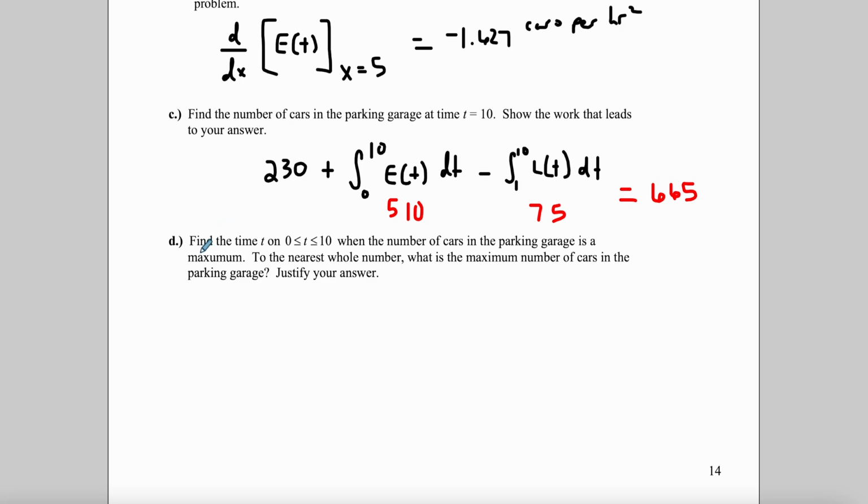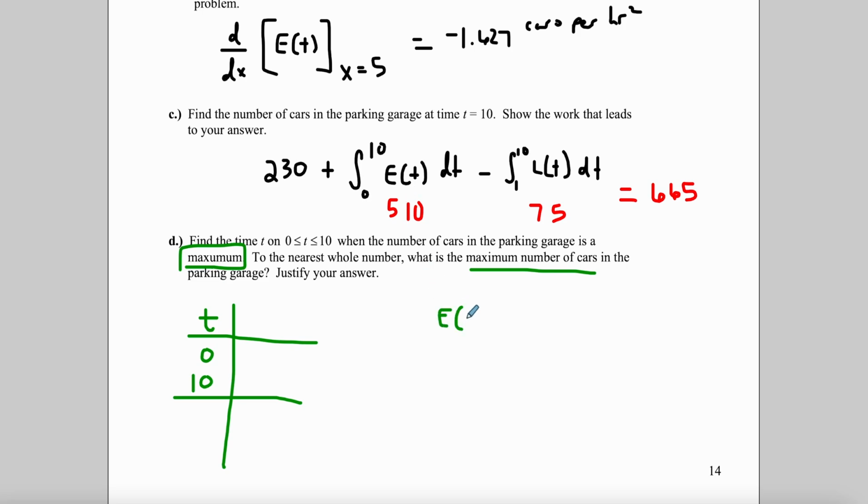Again, we're going to analyze where we have an absolute max, and it's where the maximum number of cars occur. So let's look at all of our locations. We want to start with our beginning interval and the end of our interval, and then again, all critical values. So if I derive 230, I get 0. If I derive that integral, I get E. If I derive the next integral, I get negative L. And critical values occur when this derivative is 0. Just like the last problem, let's just find where the two functions meet.